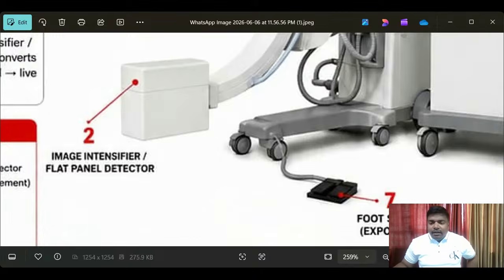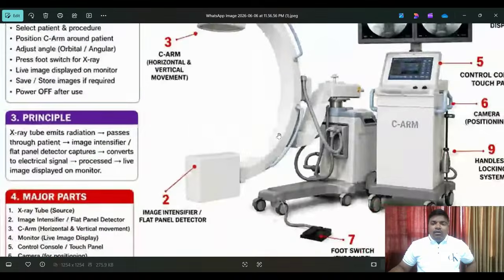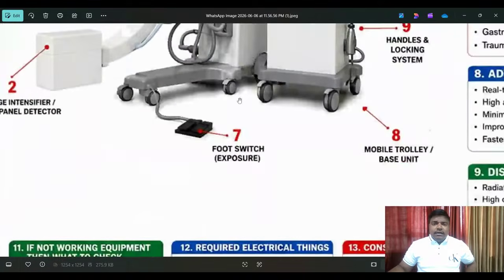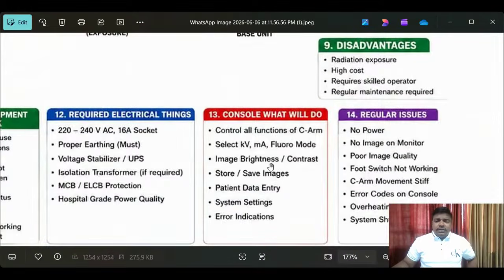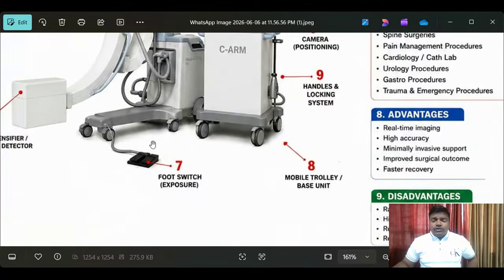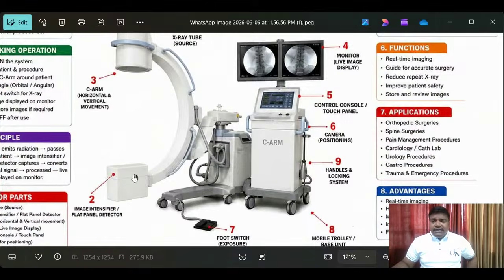And see here, I hope you got it very clearly. Now these two spare parts, next the foot switch is there. See here, this is the foot switch. You can see here, foot switch exposure. By operating purpose, first of all I'm going to show you all the parts, and what the C-arm looks like. This is the complete C-arm unit, the complete C-arm system.